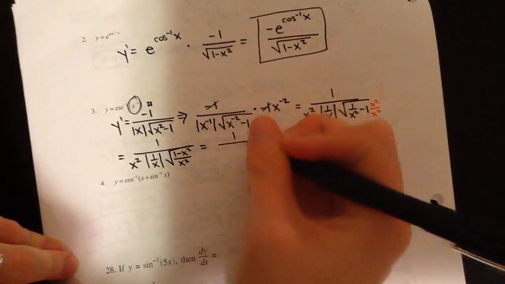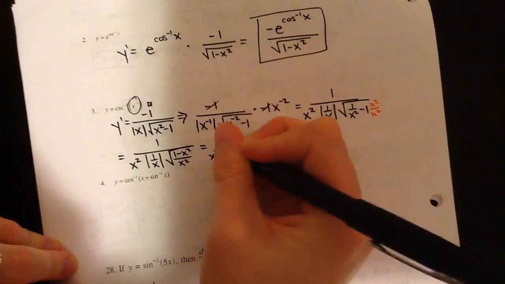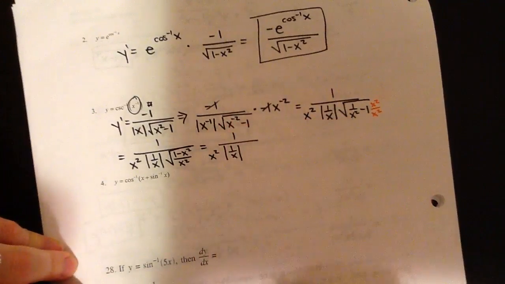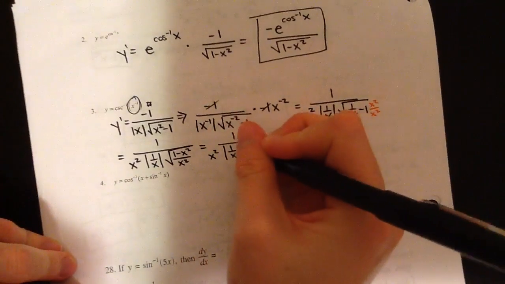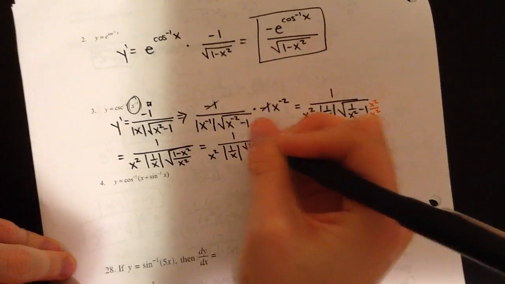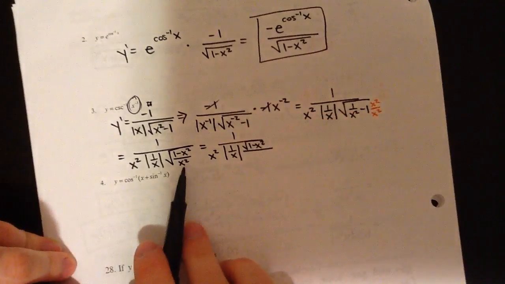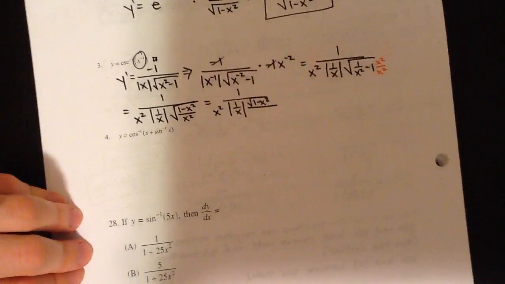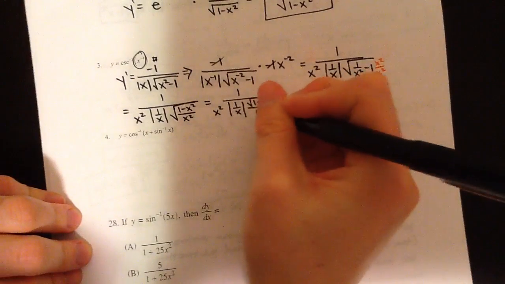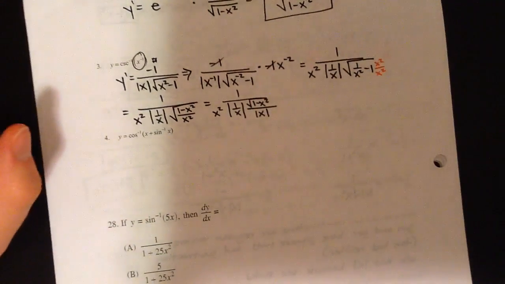So 1 over, here I have my x squared, here I have the absolute value of 1 over x. So now these two things I can split up. I have the square root of 1 minus x squared, and then over, remember when I take the square root of x squared, it actually comes out to be the absolute value of x. That's something that I'm hoping that we remember from our review chapter.